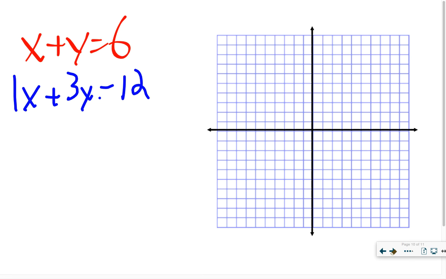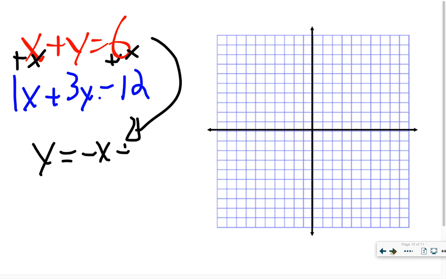So just rewriting them again. Solving for y. So I'm going to do that by getting rid of this x here. Adding a negative x to both sides. Ran out of room, so I'm going to write that down here. Y equals a negative x plus 6. And doing the other one as well.